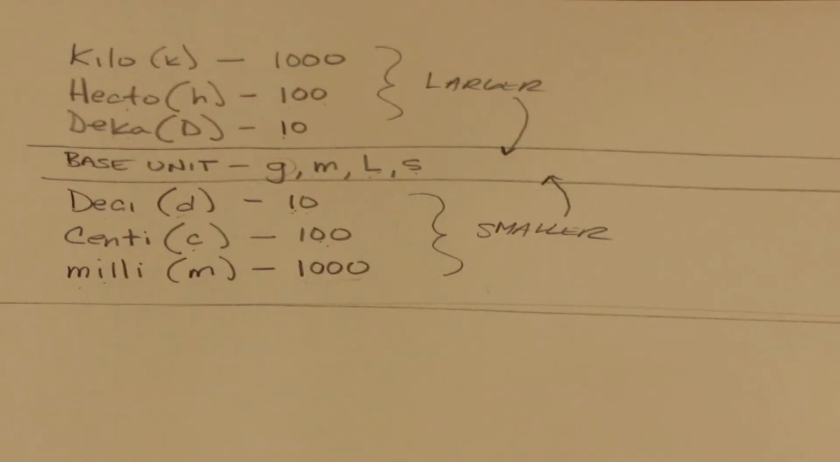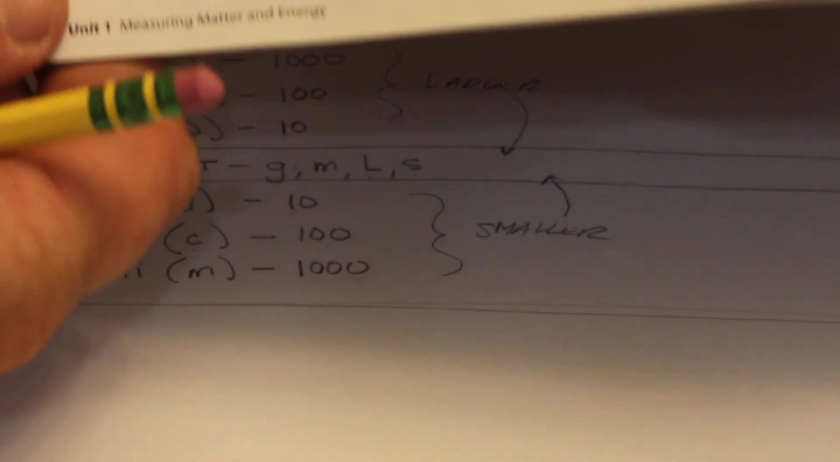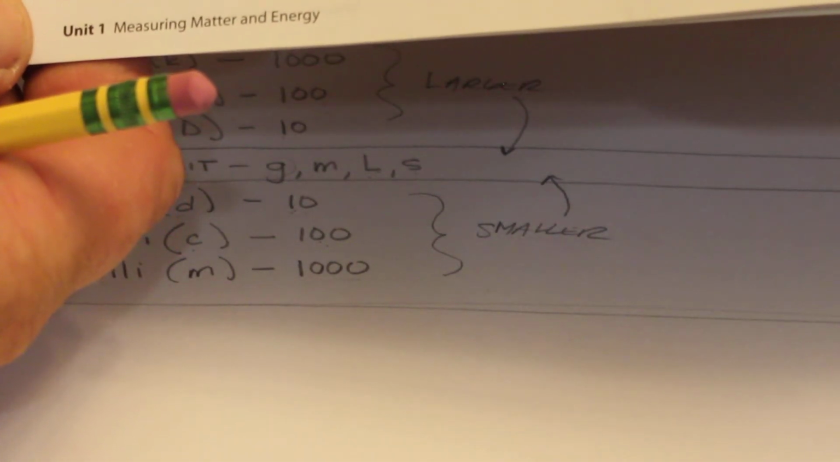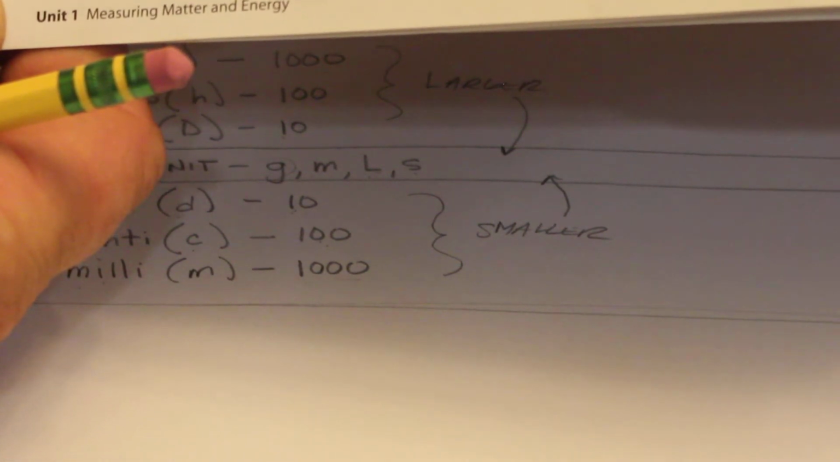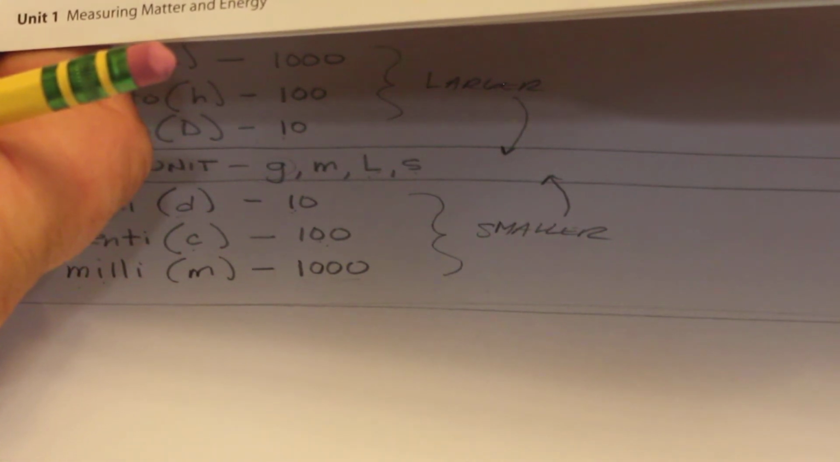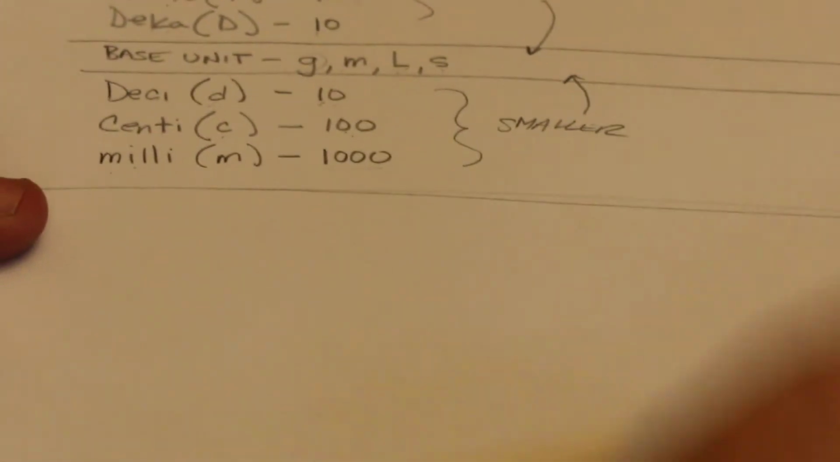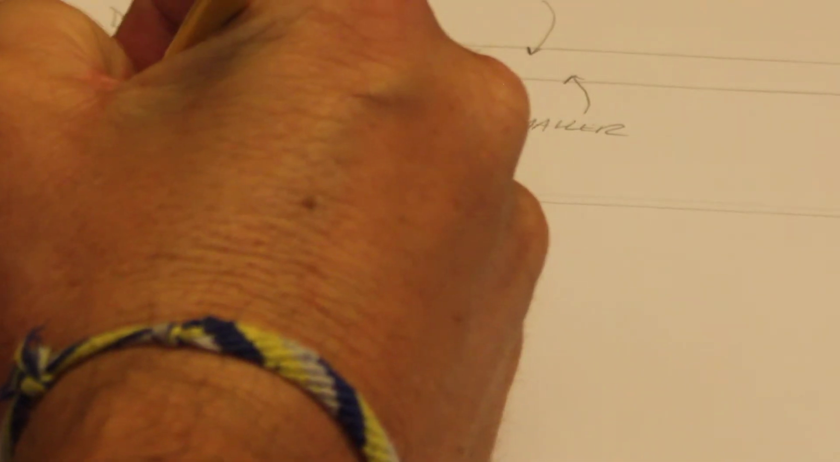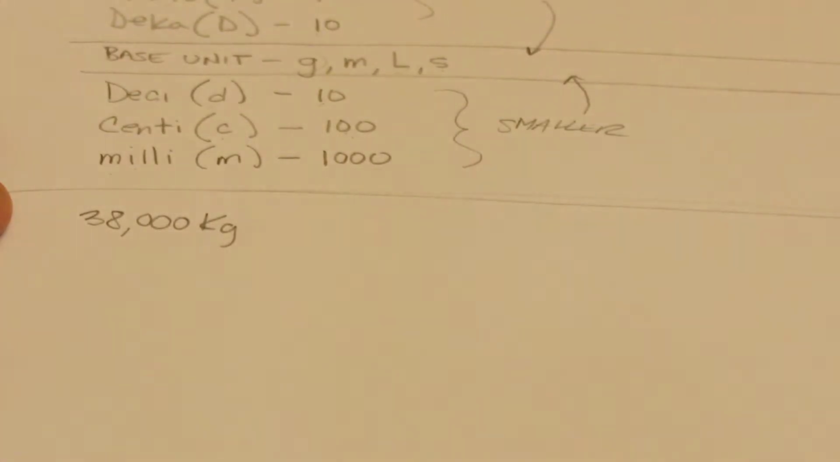So what I wanted to walk you through real quick is that there are some practice problems at the bottom of the page. There's 4 of them, and I'm going to show you how to do a couple of them, and then hopefully that'll help you get through the next assignment. All right, so number 1 here, they want you to take 38,000 kilograms, and they want you to convert that to just plain grams.